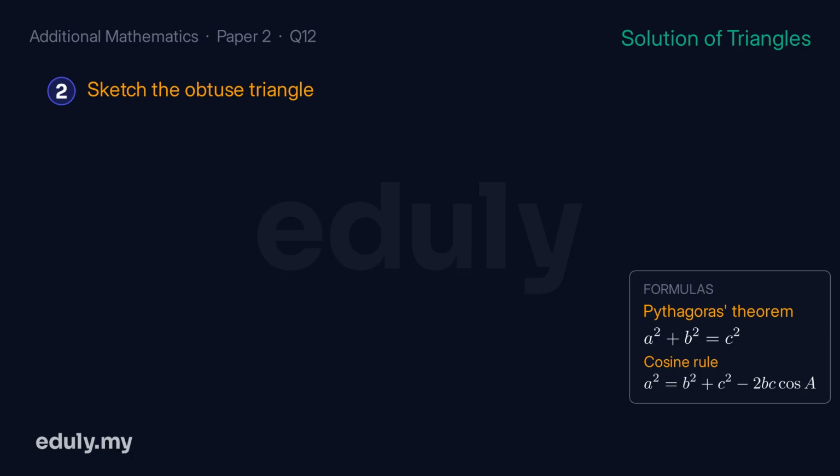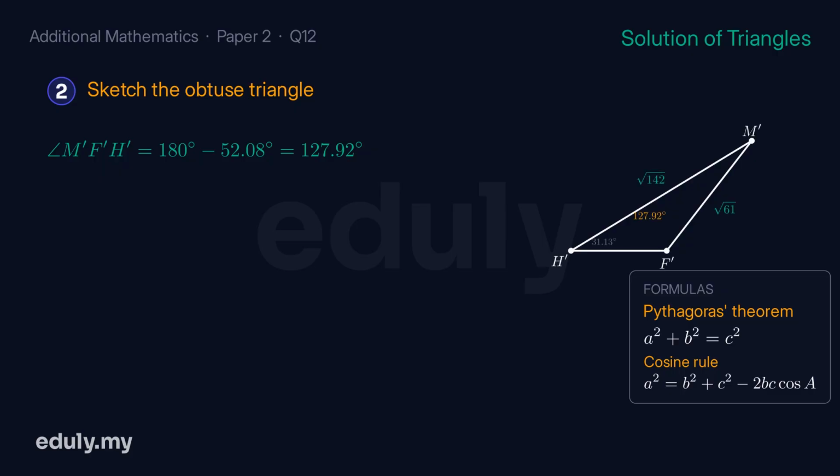The second triangle keeps the same two sides and the same angle at H, but the angle at F is obtuse instead of sharp. Its obtuse angle is just the supplement of 52.08, which is 127.92 degrees. So we sketch it with a straight edge, H prime at the left, the obtuse angle at F prime, and M prime up to the right. The two known sides are root 142 and root 61.